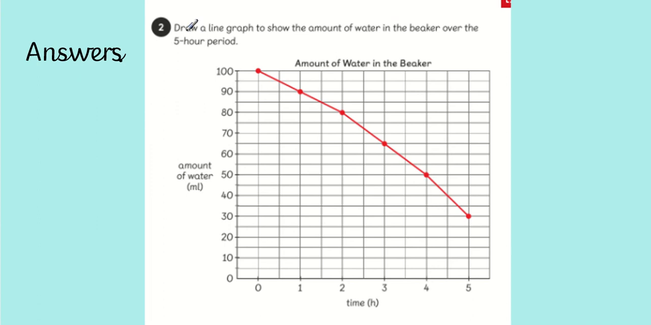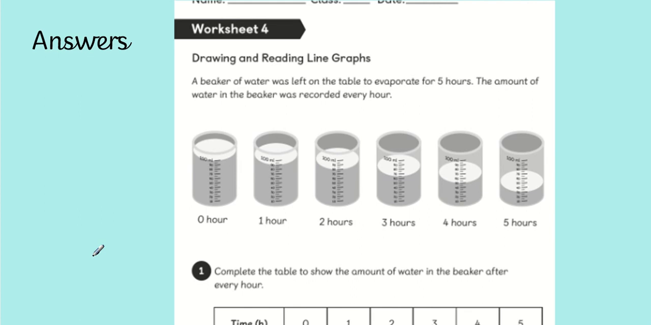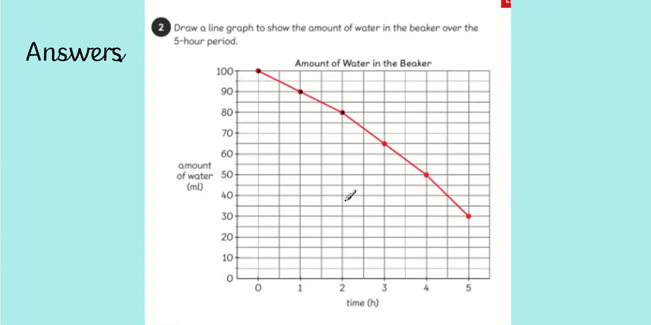Next, we use that table to draw a line graph. Okay, so after no hours, it was at 100. After 1 hour, gone to 90. 2 hours, 80. Remember, we're using the information in the table to help us. So after 3 hours, it's at 65. 4 hours, it was at 50, and after 5 hours the value was 30 millilitres.